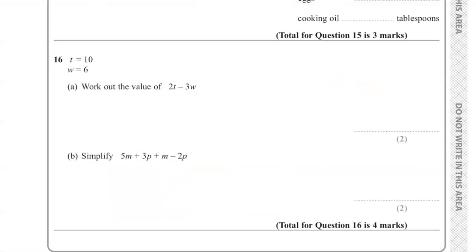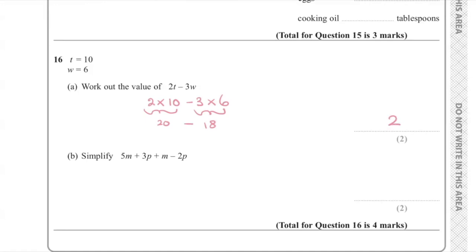We're going to substitute the information that they've given us into the expression. So we've got 2. Now that's squashed to t. That means times t, and t is 10. Take away 3 times w, which is 6. Now, you do kind of need to think about your BIDMAS because we've got more than one operation. BIDMAS would tell us to do the multiplication first. So 2 times 10 is 20, and 3 times 6 is 18. You then take them away to get 2 as your final answer.